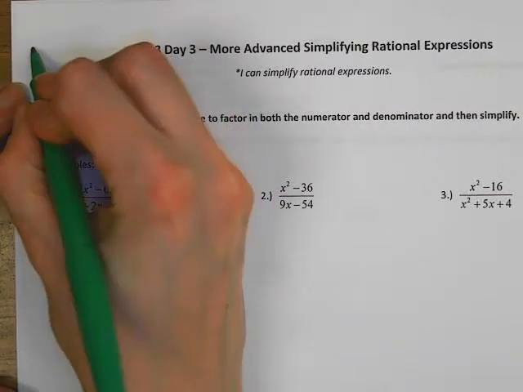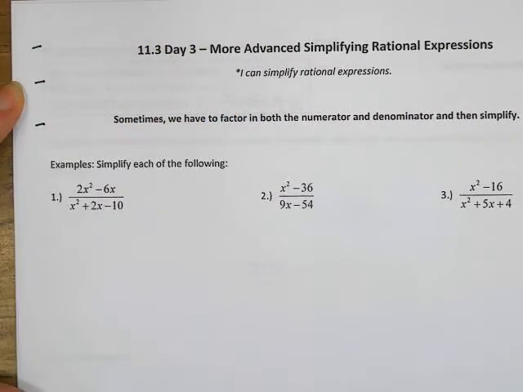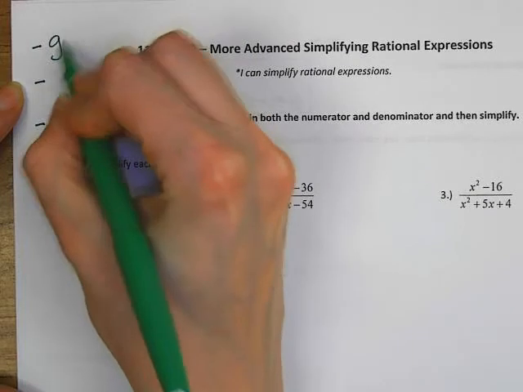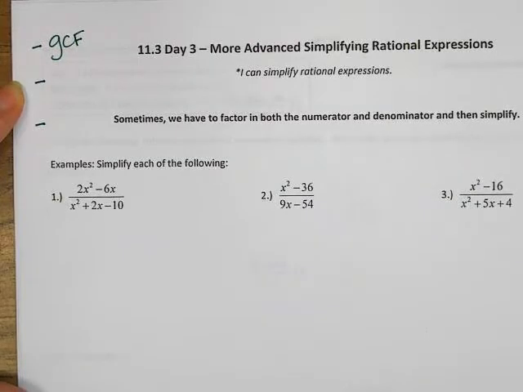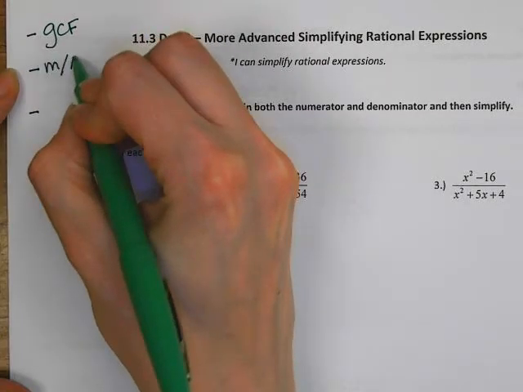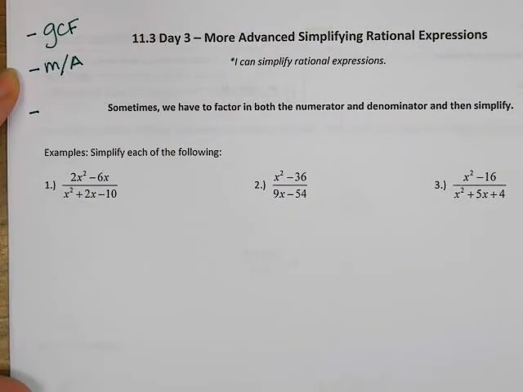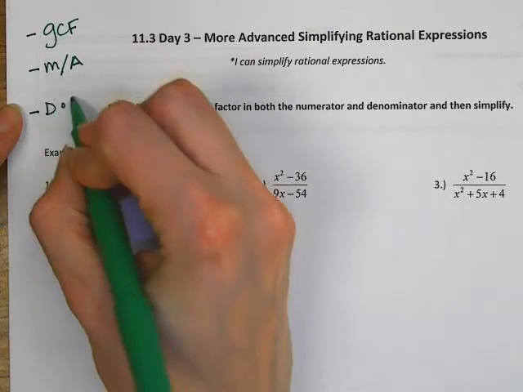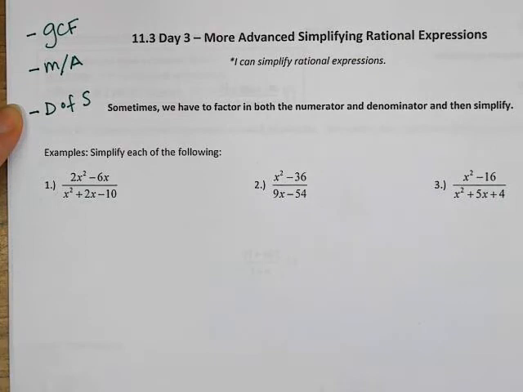So just to recap, there are three types of factoring. There is the GCF. If they have a factor in common, you divide it out. There is the MA table, guess and check for trinomial. And then there is the difference of squares, if it's something squared minus something squared.